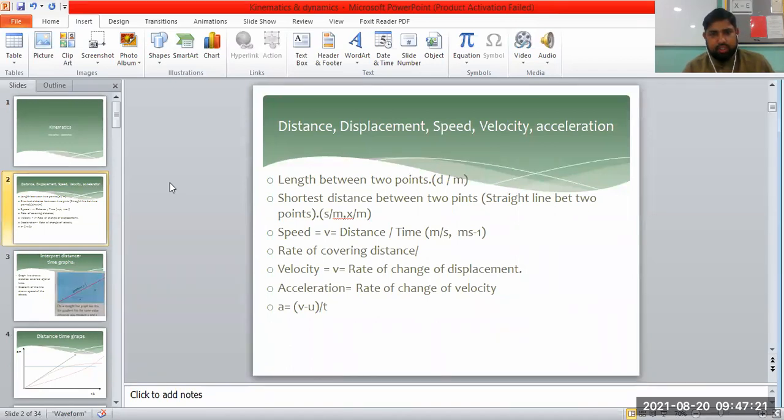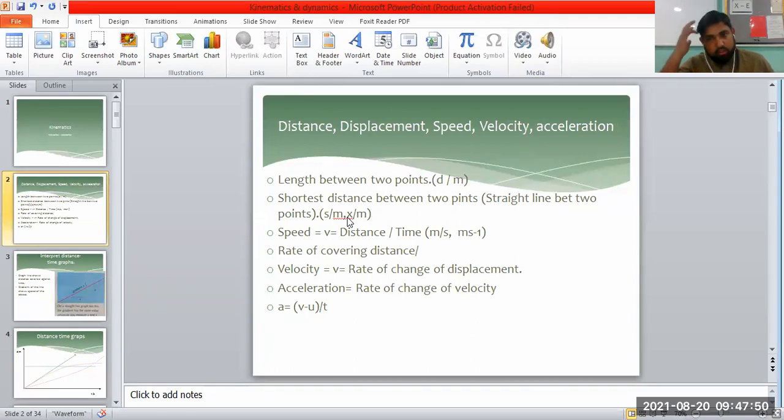Distance is not directional, displacement is directional. To define displacement, we can say the shortest distance between 2 points, or distance in a specific direction. So that can be the difference. Unit for both is the same. Distance and displacement have the same units, but symbols can be different. Distance can be symbolized with D and displacement with S or X.